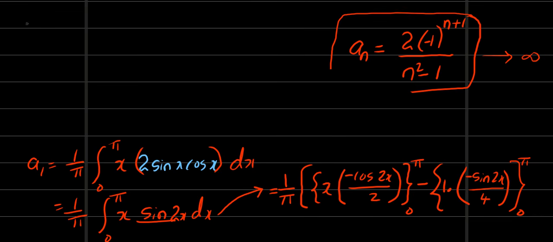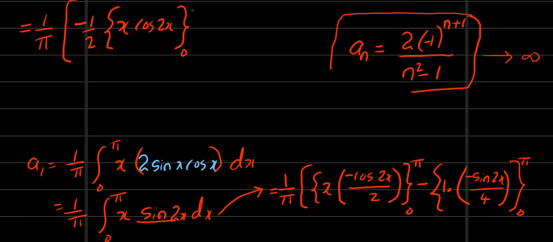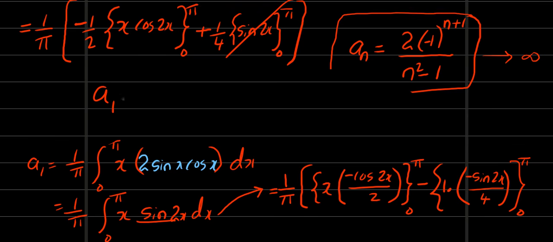Now let's substitute the limits. 1 by pi, minus 1 by 2, you have x into cos 2x within the limits 0 to pi, 1 by 4 sine 2x. So you can put this limit, this is going to be 0. So when you put this, you're going to get a1 is equal to minus 1 by 2.